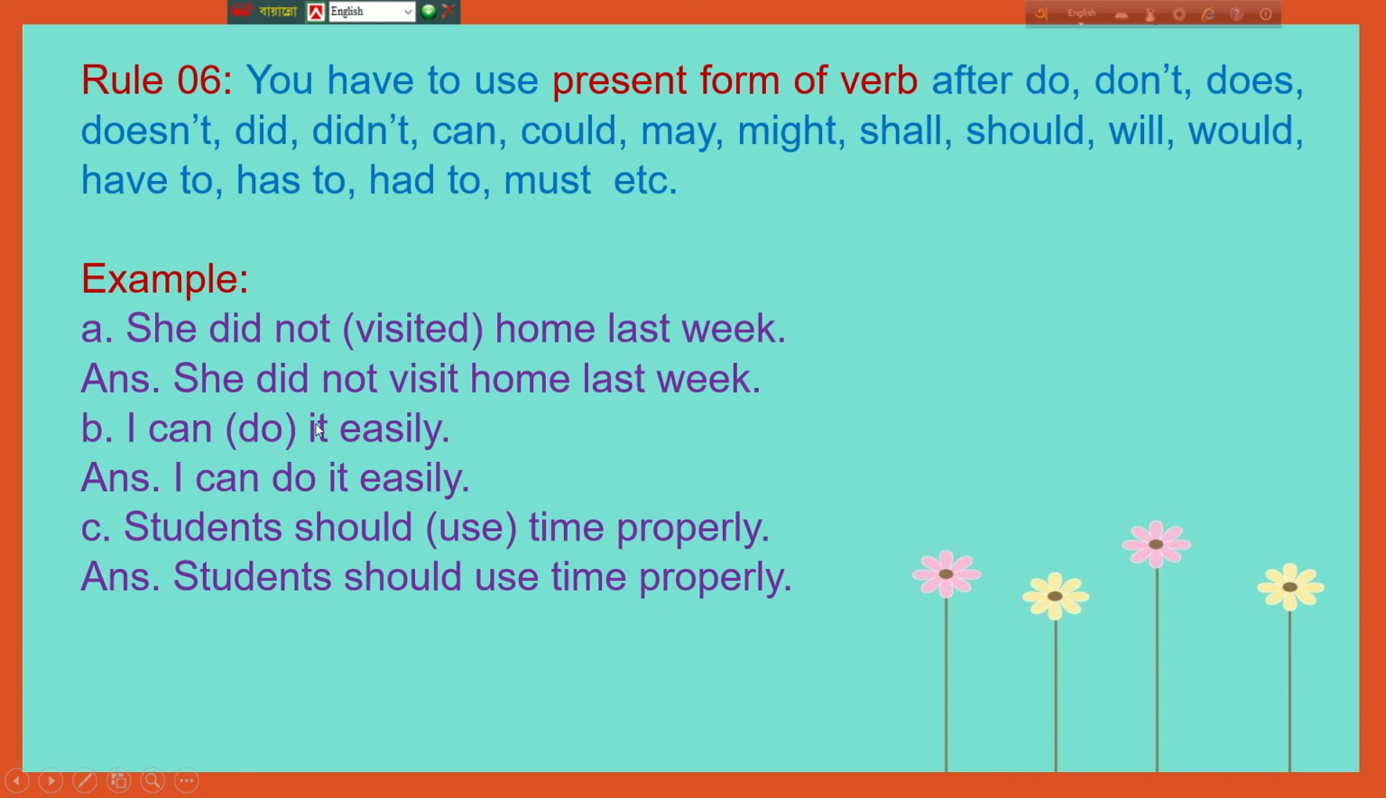Let's see the next example. I can do it easily. Here we find the word can. For that reason, we have to use the present form of verb after can. So answer will be I can do it easily.